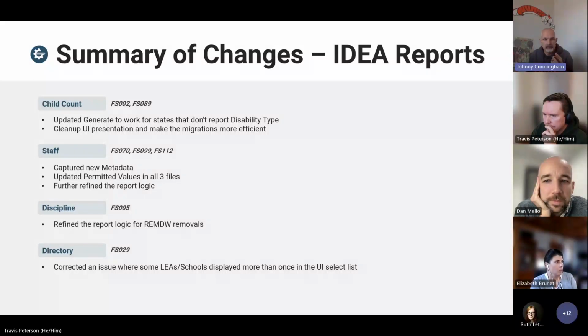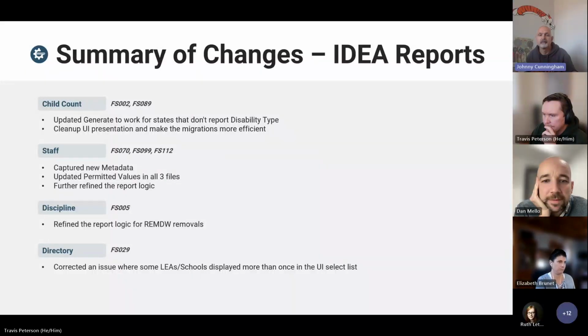And then discipline for 005 and 007, these 2 companion files. For 007, it takes students that were removed by hearing officer and then removed for the disciplinary, the REM-DW. But 005 is only supposed to include the REM-DW removals, and we didn't explicitly have that in our code.